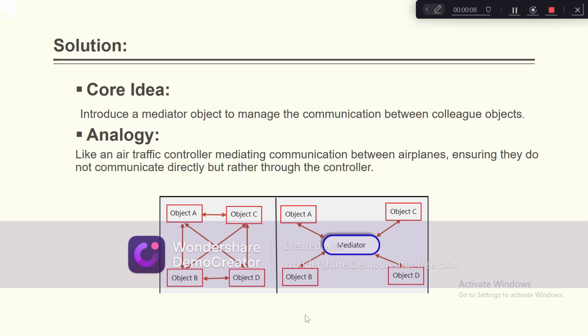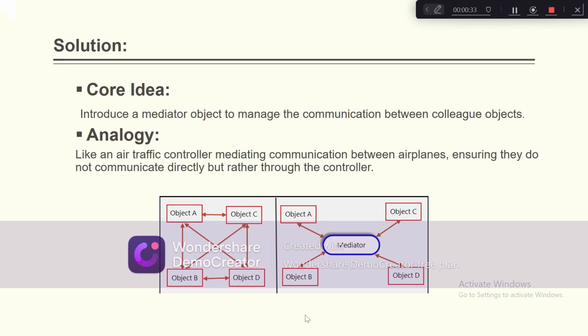Okay, the main idea behind the mediator pattern is to introduce a mediator object that manages communication between other objects. This helps reduce the complexity of dependencies among objects. The mediator pattern encapsulates the interaction logic, making individual objects less dependent on each other.